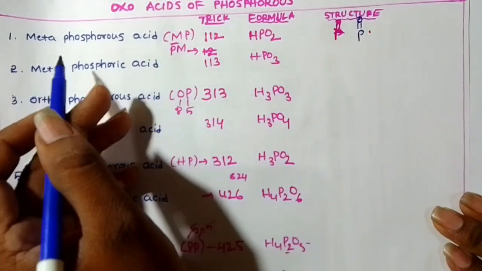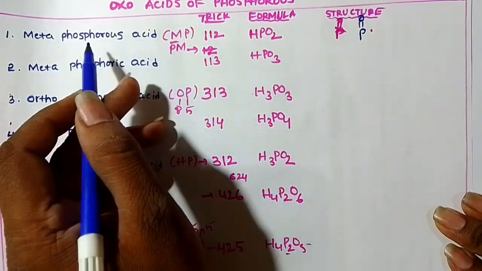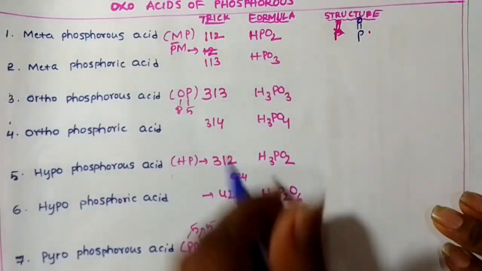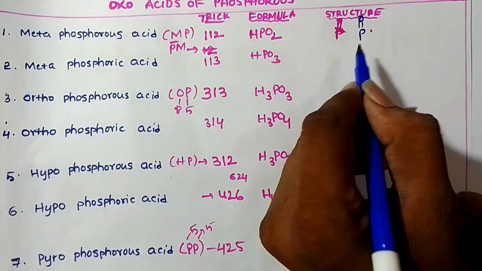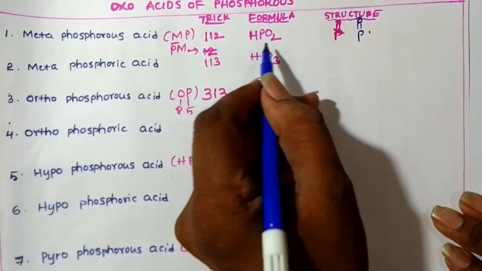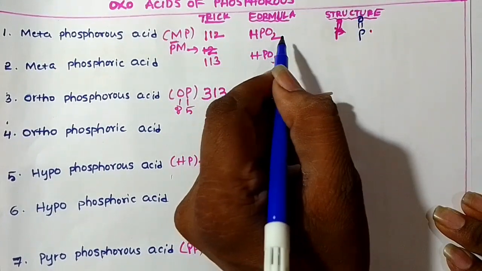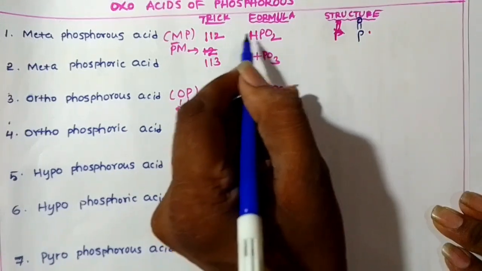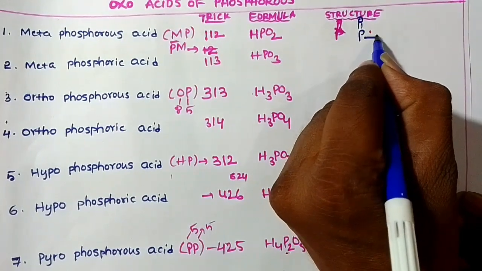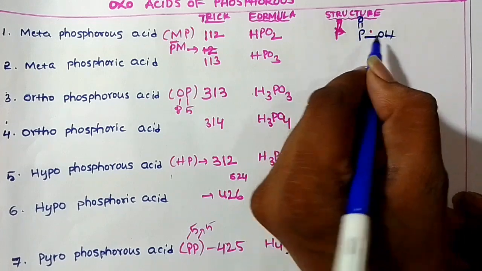Now coming to structures. First one, metaphosphorus acid. The formula is HPO2. In all these structures, the P=O group is common. In the formula HPO2, P=O is already written. Remaining oxygen atoms 1, and remaining hydrogen atoms 1. So one oxygen atom can combine with one hydrogen and convert into one OH group. So this is the structure of metaphosphorus acid.